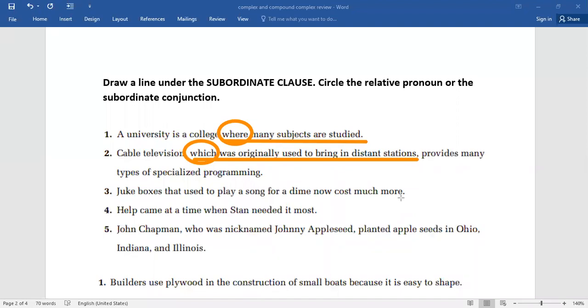That used to play a song for a dime. Good. Okay, this is my subordinate clause. Bravo. And it starts with the word "that." Is that a subordinate conjunction or a relative pronoun? Relative pronoun. Perfect. Okay, number four, Marwa, please.